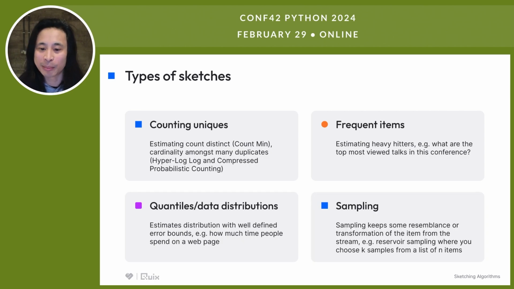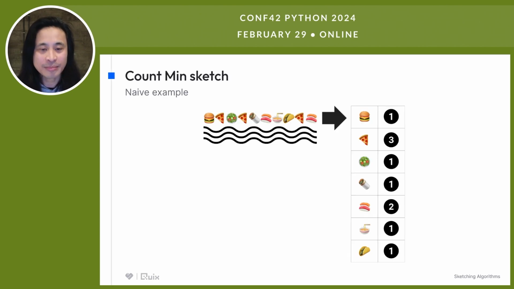And lastly, we have sampling. So sampling keeps some semblance of, or the transformation of, the item from the stream. For example, with reservoir sampling, you choose K samples from a list of N items and you retain that. And to give you an idea of how the algorithms work, I'll cover the count min sketch.